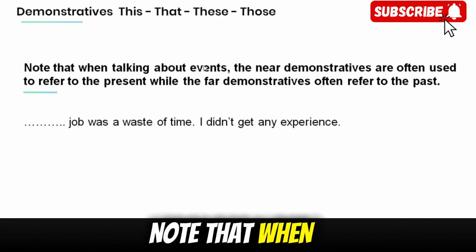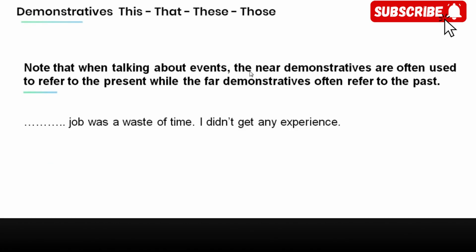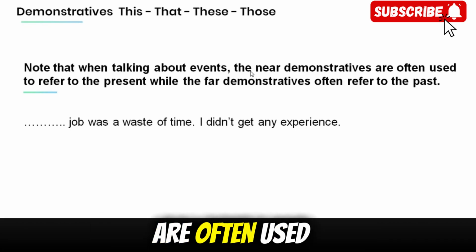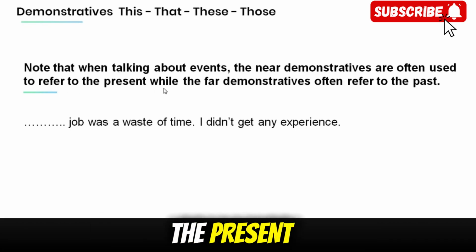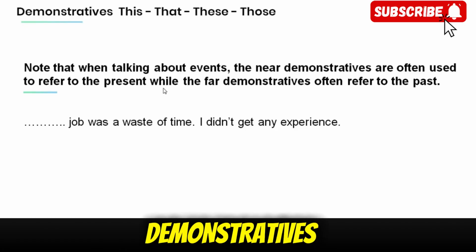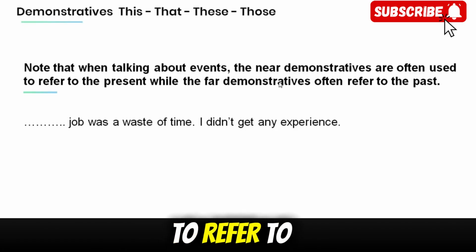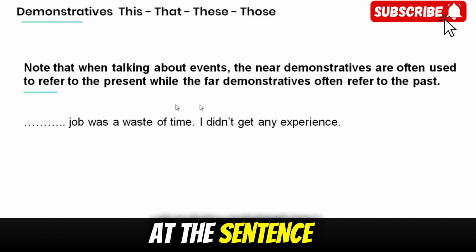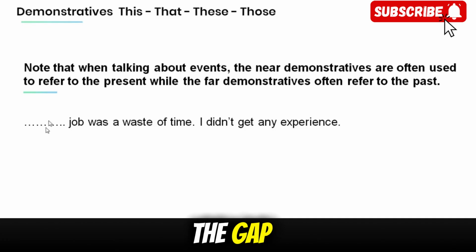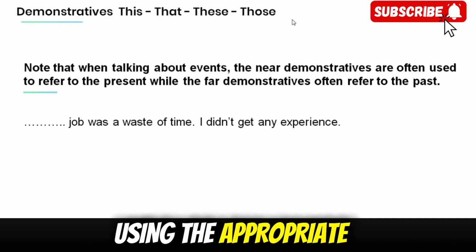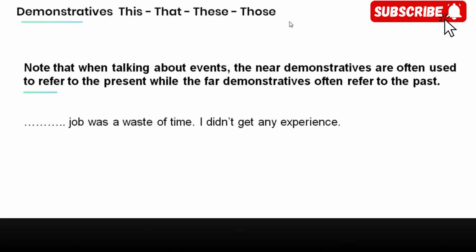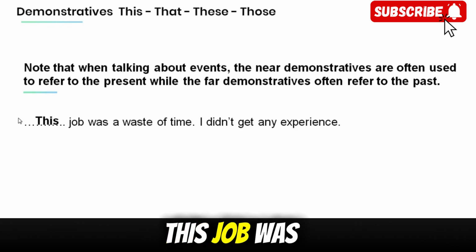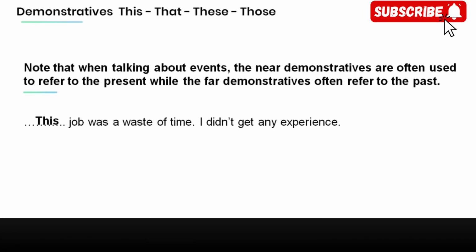Note that when talking about events, the near demonstratives are often used to refer to the present, while the far demonstratives are often used to refer to the past. Have a look at the sentence over here and fill in the gap using the appropriate demonstrative. This job was a waste of time. I didn't get any experience.